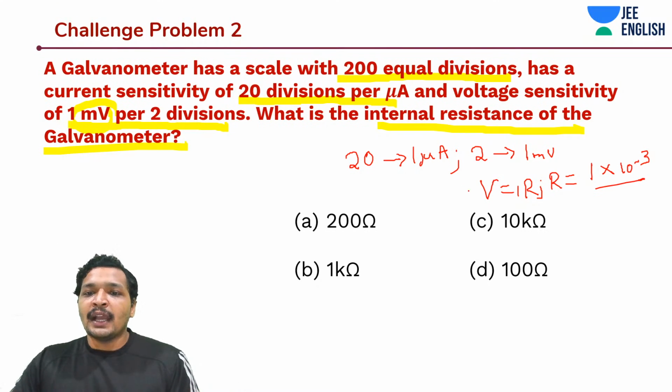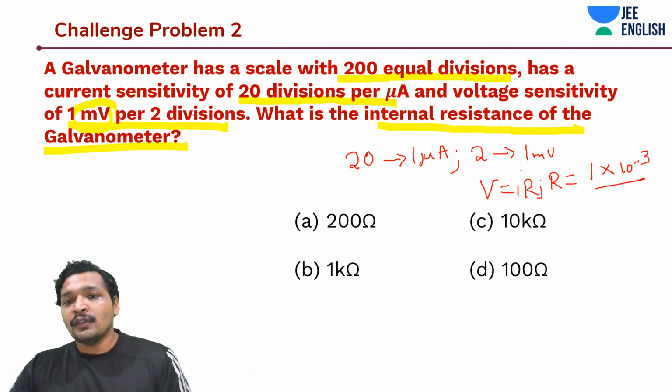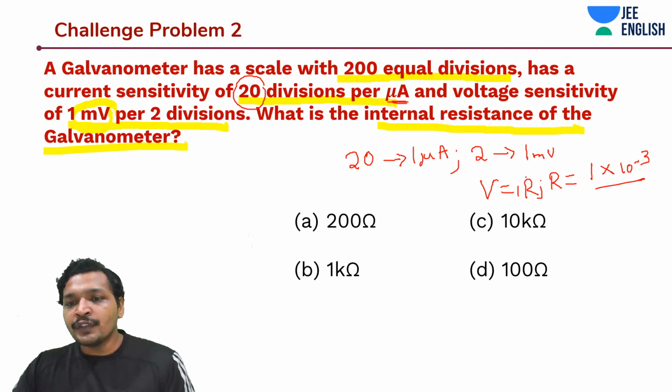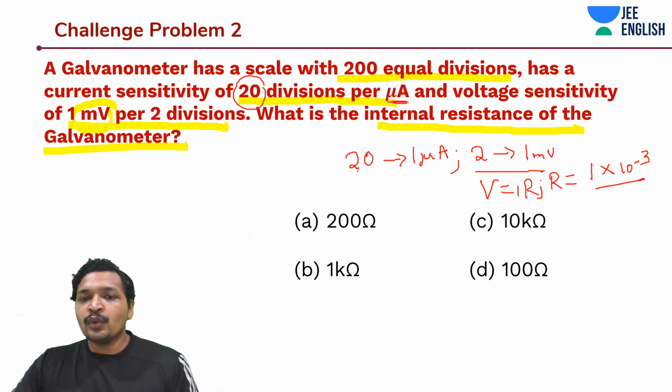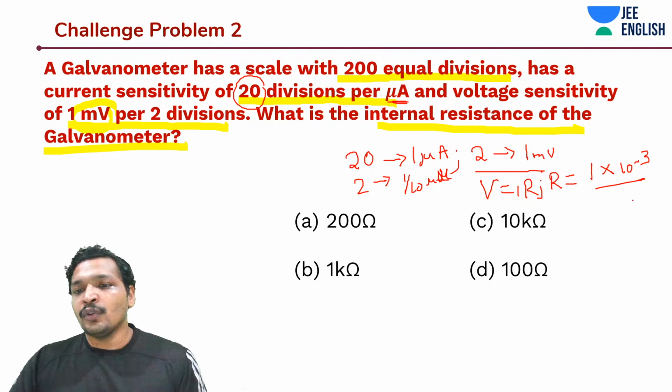And what is going to be I? You need to balance out for the number of divisions. For 20 divisions it was 1 microampere. Now for 2 divisions, what is it going to be? 2 divisions is giving you 1 millivolt, and 2 divisions of this is going to give you how much? 1 by 10 microamperes. Okay, it's going to be 10 kilo ohms, right?